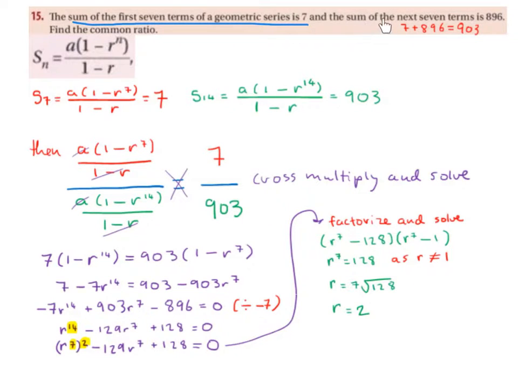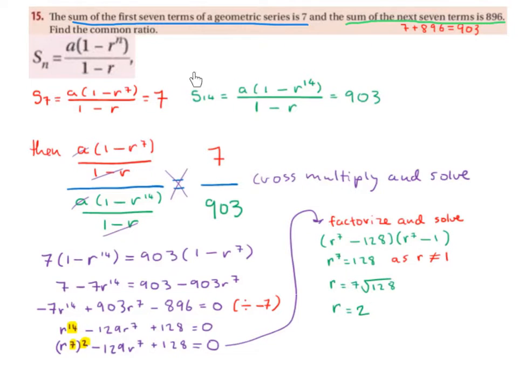Then I'm told the sum of the next 7 terms is 896. So 7 plus 896 is going to give me 903. So the sum of the first 14 terms will be 903. Because if the sum of the first 7 is 7, and the sum of the next 7 is 896, then 7 plus 7 makes 14, and 7 plus 896 makes 903. So S14 is equal to 903. And we use our formula again, swapping the n for 14.